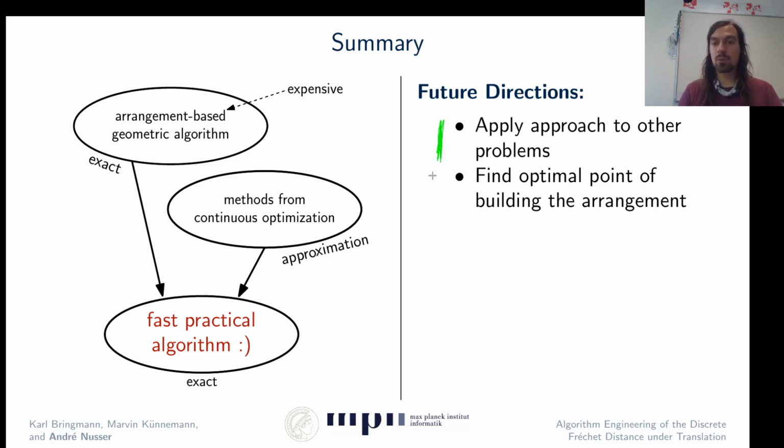Another thing that is open is finding the optimal point when we build the arrangement. So if we have a good estimation of the arrangement size, when do we want to build the arrangement, and when do we want to continue searching? So this threshold parameter there, or maybe even not choosing a parameter but something else.